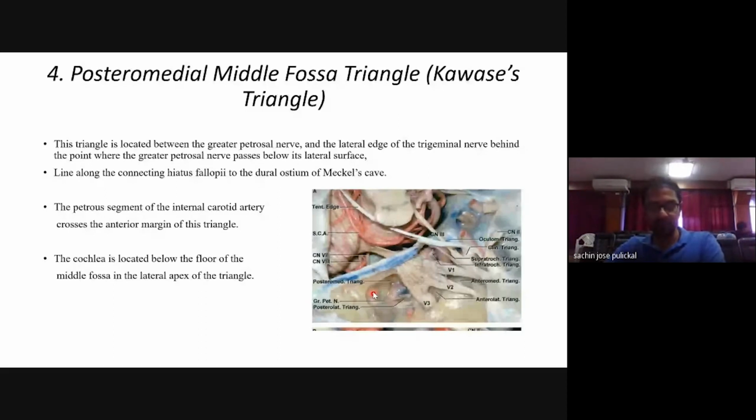So you have Kawase's triangle here, anterior to the GSPN, and you have Glasgow's triangle where you have the middle meningeal artery. There are also the anterolateral triangle, anteromedial triangle, the supratrochlear triangle, infratrochlear triangle, the clinoidal and the oculomotor triangles. These are the triangles in and around the cavernous sinus. The important ones are Parkinson's triangle here, Glasgow's triangle here, and Kawase's triangle here, which are separated by the GSPN.